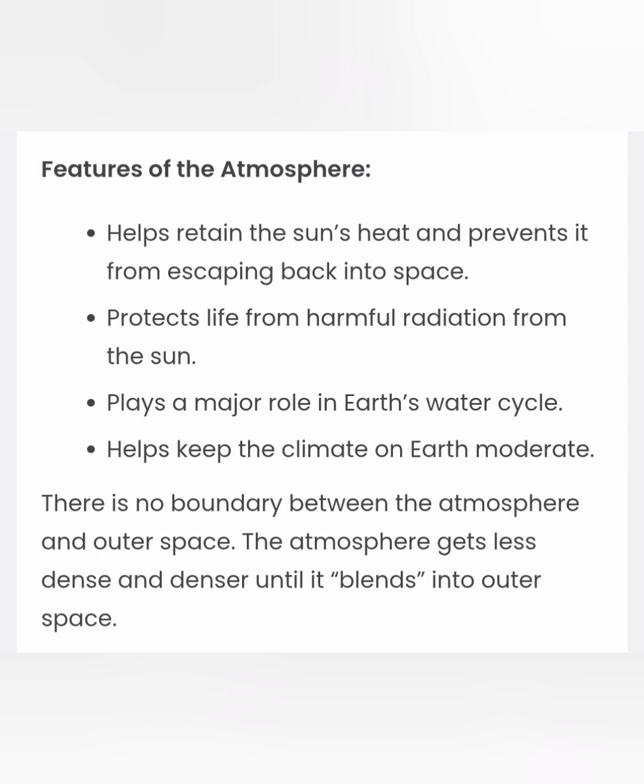Features of the atmosphere: it helps retain the sun's heat and prevents it from escaping back into space, protects life from harmful radiation from the sun, plays a major role in Earth's water cycle, and helps keep the climate on Earth moderate. There is no boundary between the atmosphere and outer space. The atmosphere gets less and less dense until it blends into outer space.